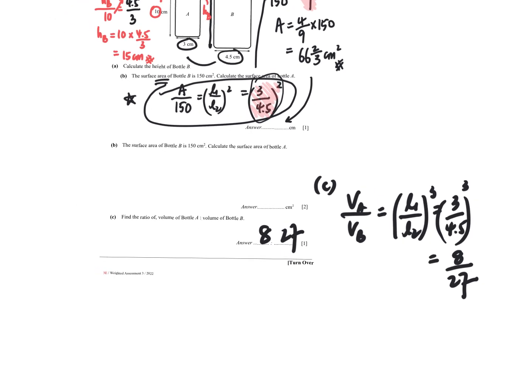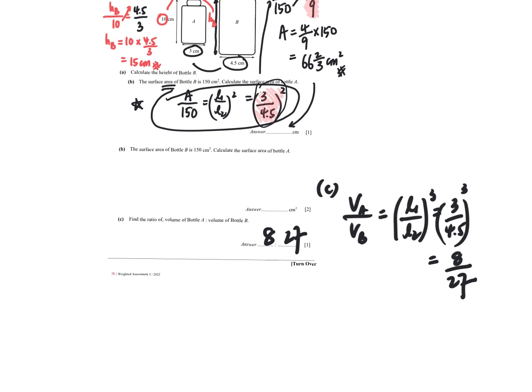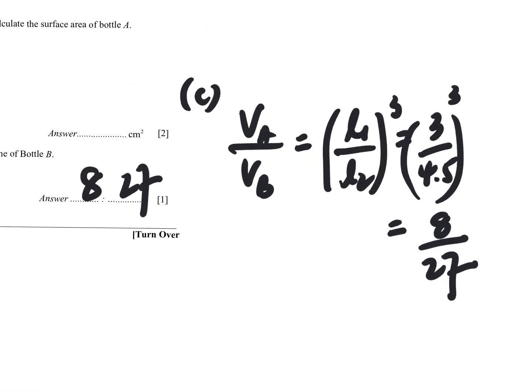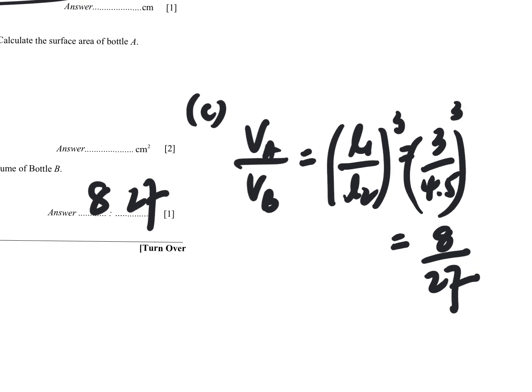My A is smaller, right? A is the 3, then B is the 4.5. Correct. Okay, so if it's volume, cube it. If it's area, square it. That's it.